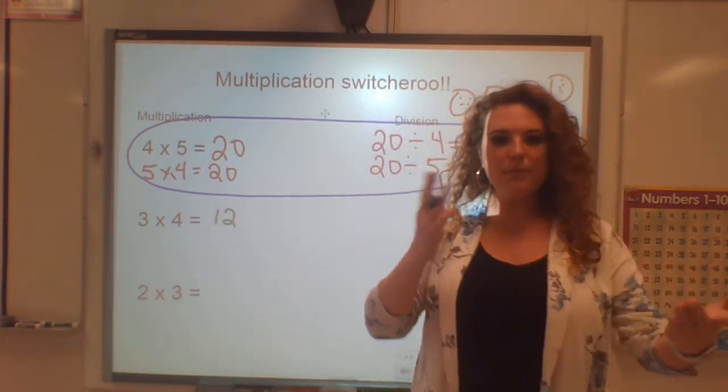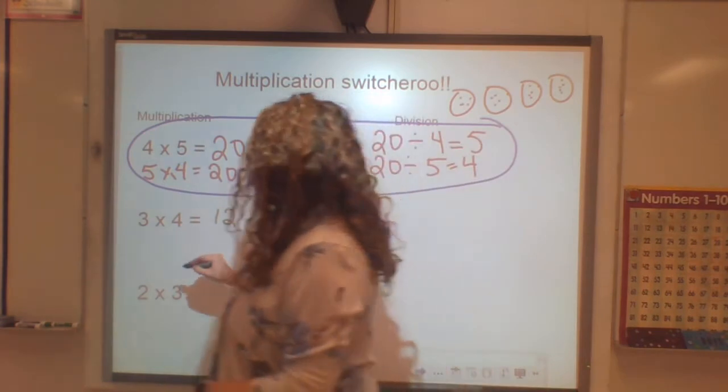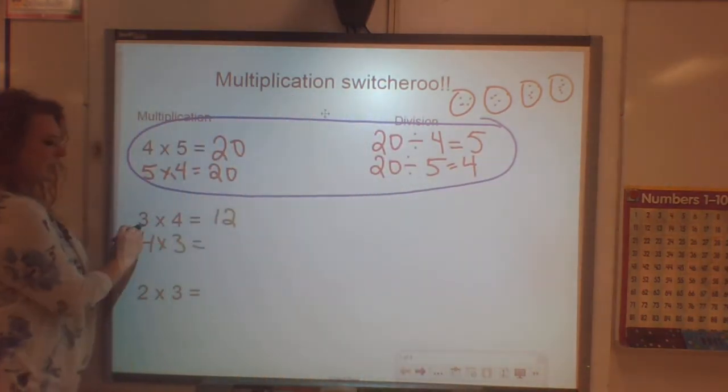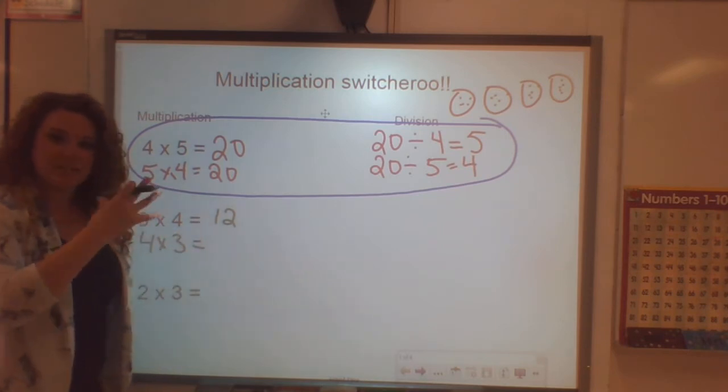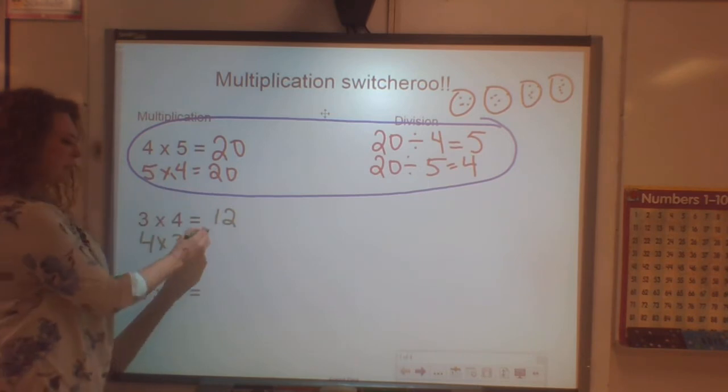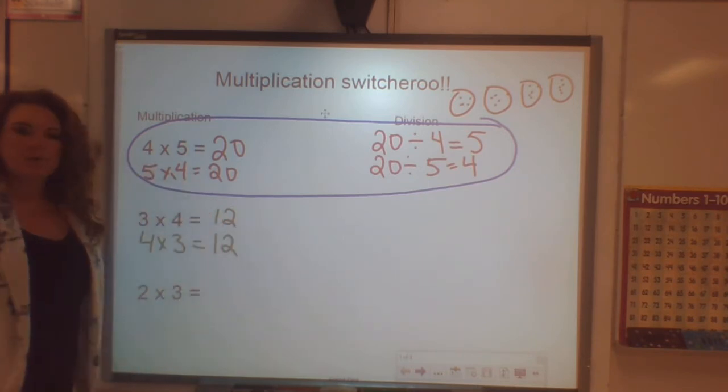So the commutative property, if we switch that around, 4 times 3, same thing, because I know that 3 times 4 equals 4 times 3. They're the same thing. Commutative property tells me that in multiplication, I can switch them and they both equal 12. So there's my multiplication facts.